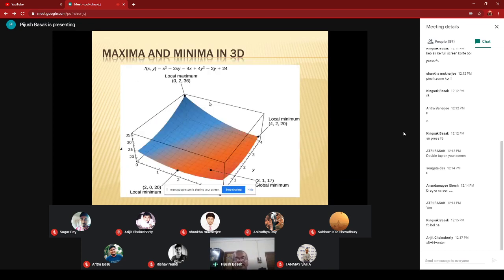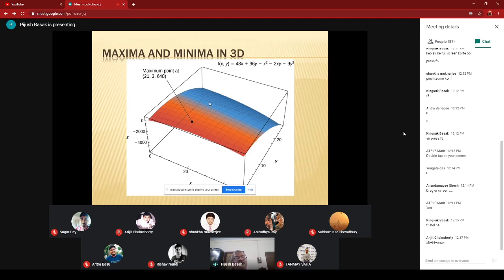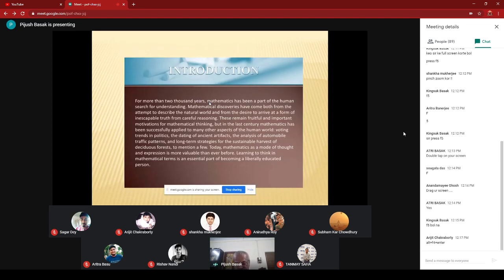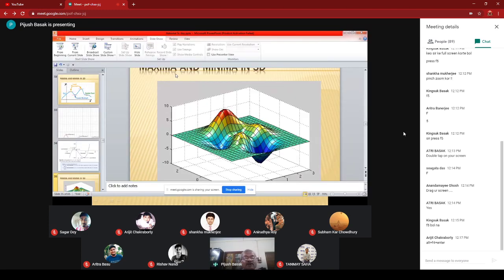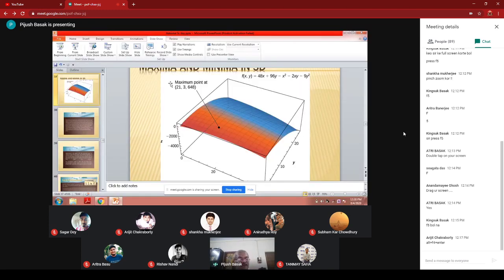I will go up. This is the continuation of this. These are the several minimum points. This is the global minimum, and here it is. One of the minimum is 21,368. Then I'll come back to the other side for mathematical formulation. So I'll escape. What should I do? I shall escape. Okay.